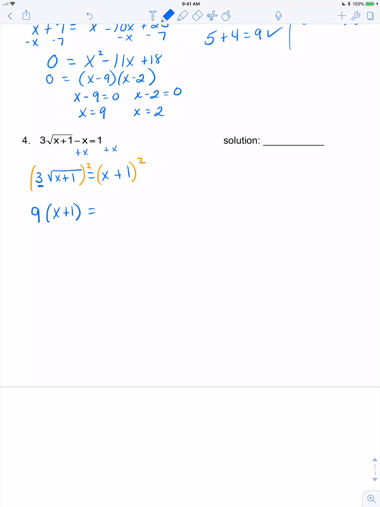Then remember, x plus 1 squared on the other side is x plus 1 times the binomial x plus 1, which gives us x squared plus 2x plus 1. So let's distribute this 9.